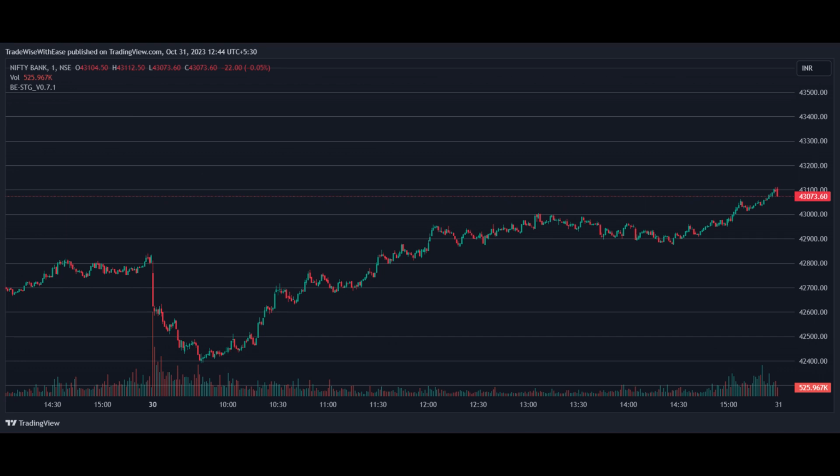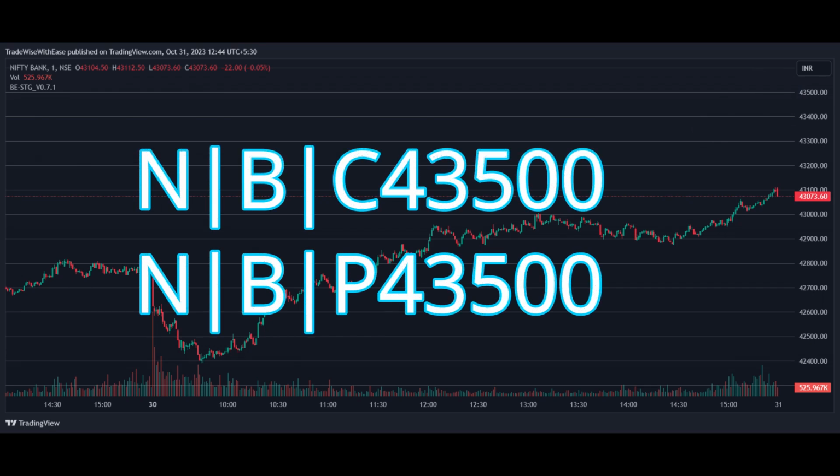Further to this, it is also possible that if you wish to trade any specific strike price, you can directly specify the strike in the syntax. For example, let's say you wish to trade the 43,500 strike, you can specify 43,500 like this.